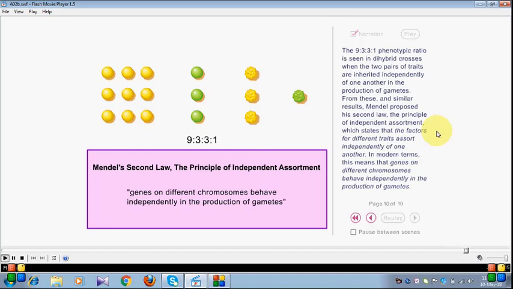From these and similar results, Mendel proposed his second law, the principle of independent assortment, which states that the factors for different traits assort independently. In modern terms, that genes on different chromosomes behave independently in the production of gametes.